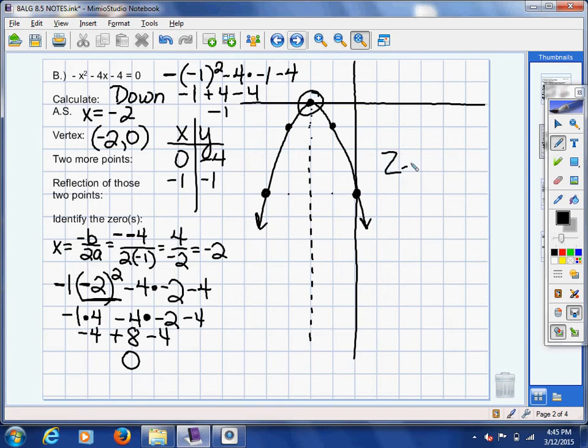And when that situation arises, that's because our 0 is also our vertex. That's the only time when you will see a vertex as a 0, is when it crosses 1 time. Okay? So our 0 is at negative 2 in this particular case, and we only have 1 of them. And that answers that question.